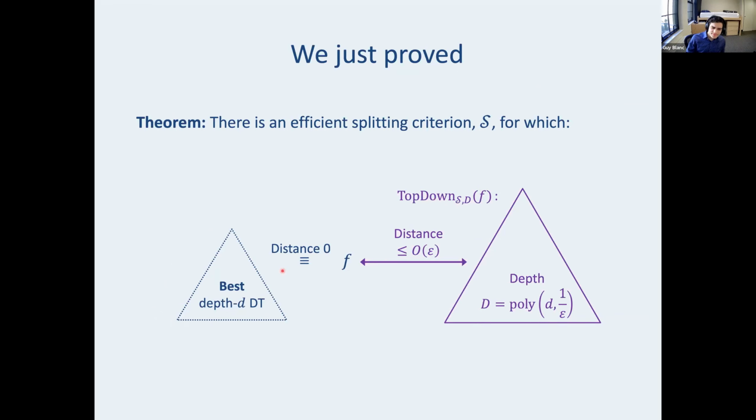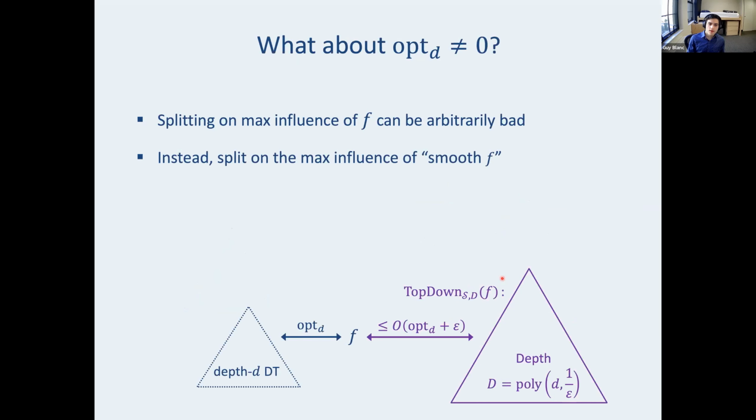All right, so we've shown that there's a splitting criterion for which, if your function is exactly a depth-D decision tree, then we build a slightly larger decision tree that will approximate it. The case when you're not exactly a depth-D decision tree, but you're only close to one, requires a slightly different splitting criterion. You can show that splitting on influence here can be really bad, but if you split on a smooth version of influence, everything works out fine.